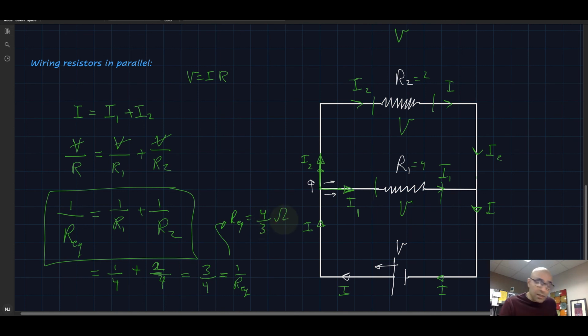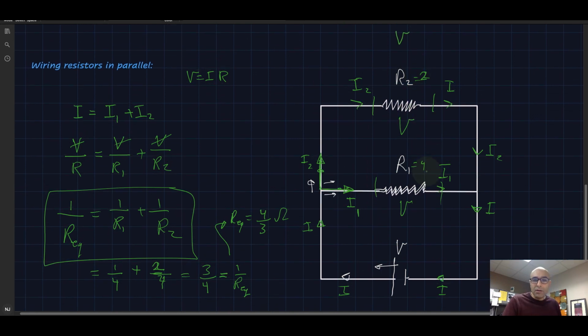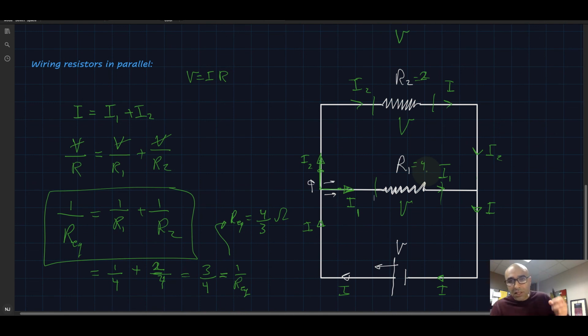Notice something else here: R equivalent is 4 over 3, which is a little bit more than 1 but less than 2, so it is smaller than the smaller resistor, which is 2. Remember what we learned for resistors in series. If two resistors are connected in series, R equivalent for them is bigger than the biggest one, and if they are connected in parallel, R equivalent for them is smaller than the smallest one. And that's how we connect resistors in series and in parallel. All right? Thank you.